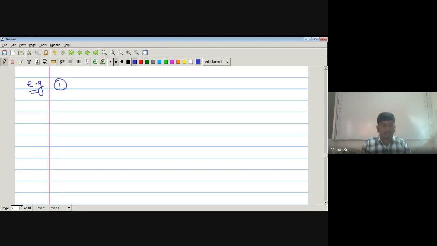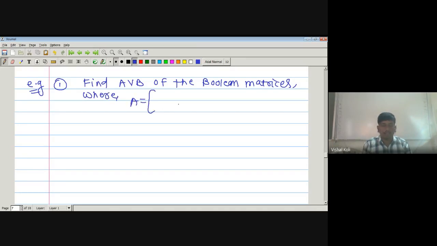First one, find A join B of the Boolean matrices, where capital A is nothing but 1101 and B is equal to 0101. Okay, so these matrices are given and we have to find out its Boolean matrix A join B.